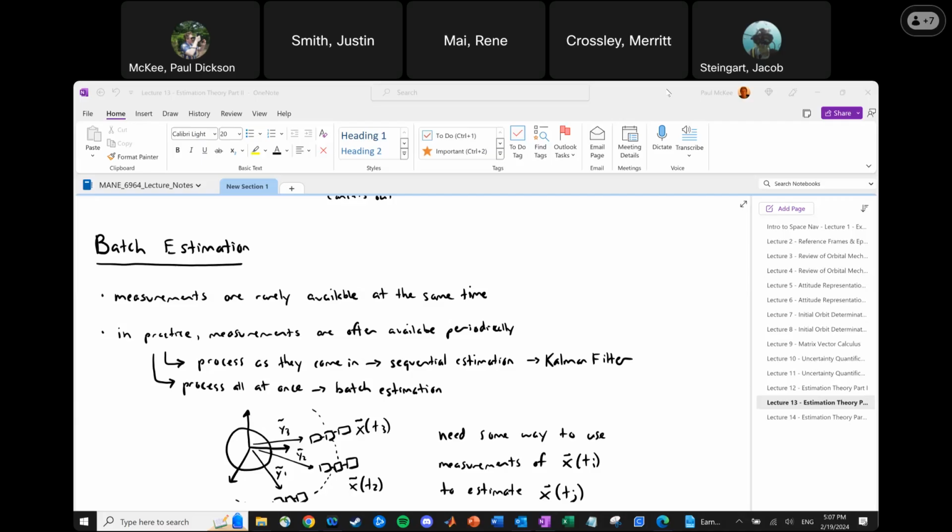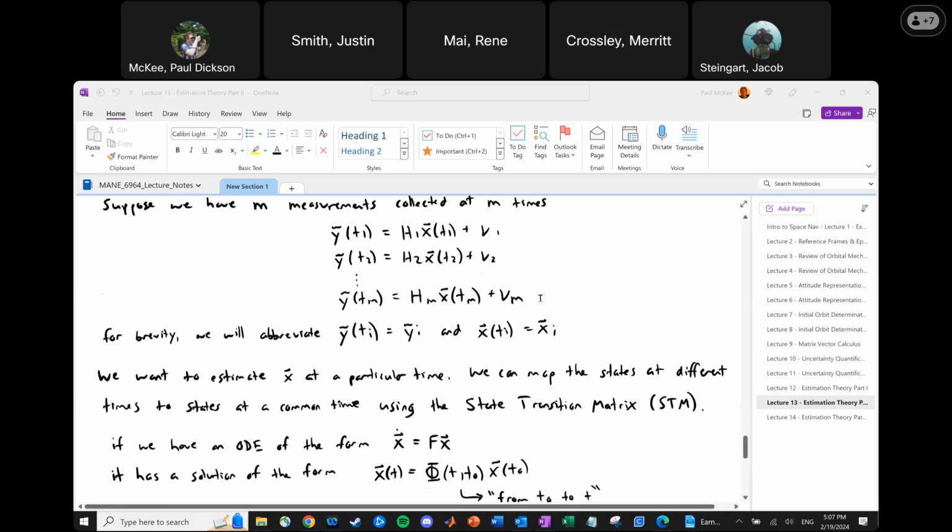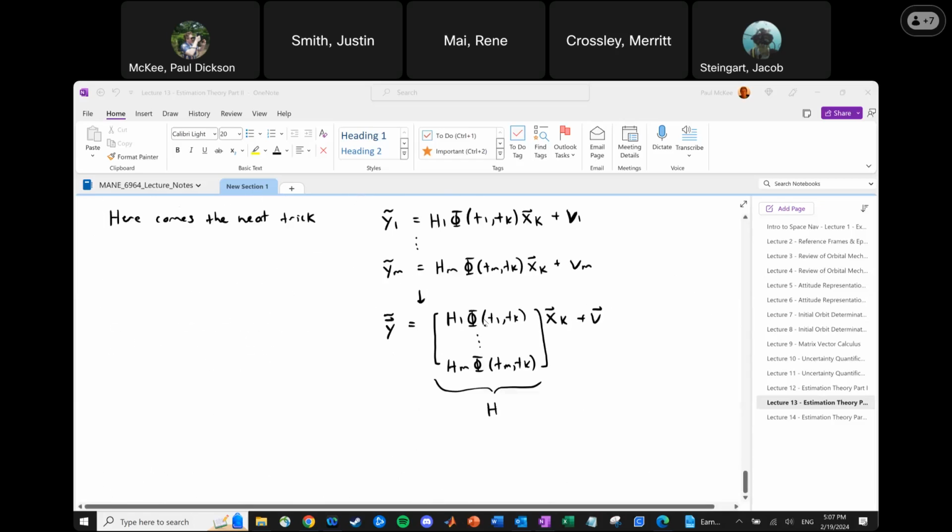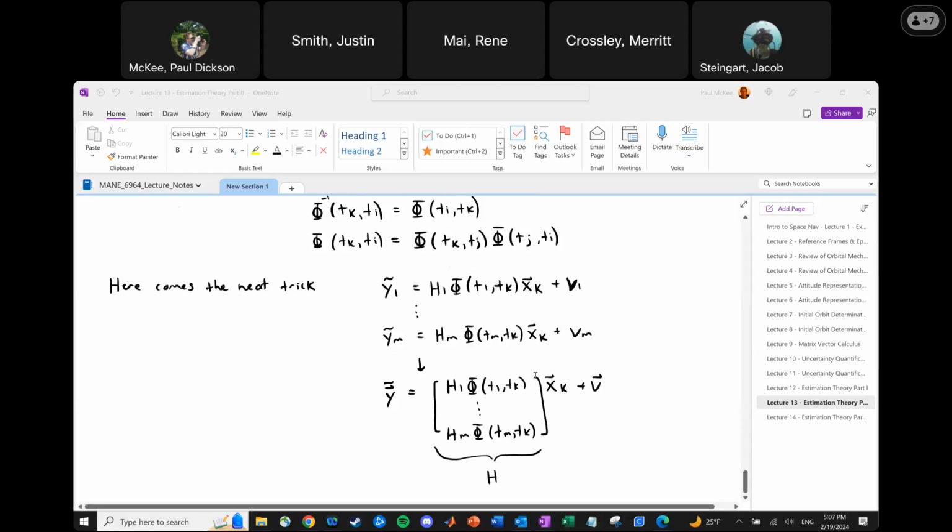But the other topic, which I want to discuss, is called batch estimation, where instead of handling the measurements as they come in, we're going to save them up and then process them all at once. We're trying to take these equations, these measurements that are spread out over time, and turn them back into y equals hx, right? That's a linear system that we know how to solve. The problem is each measurement is not a measurement of the same state. It's a measurement of the same system.